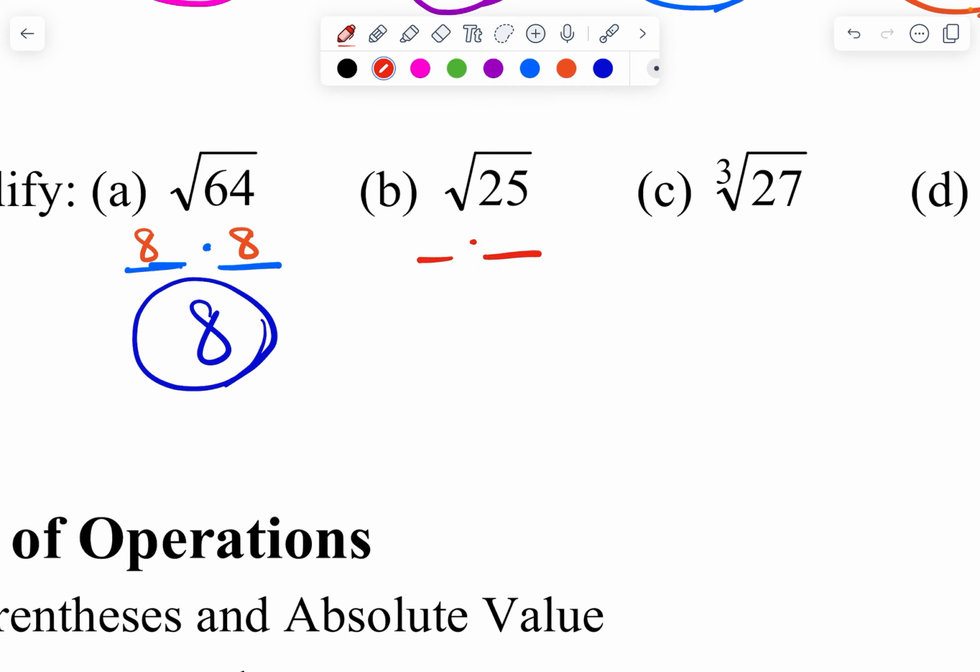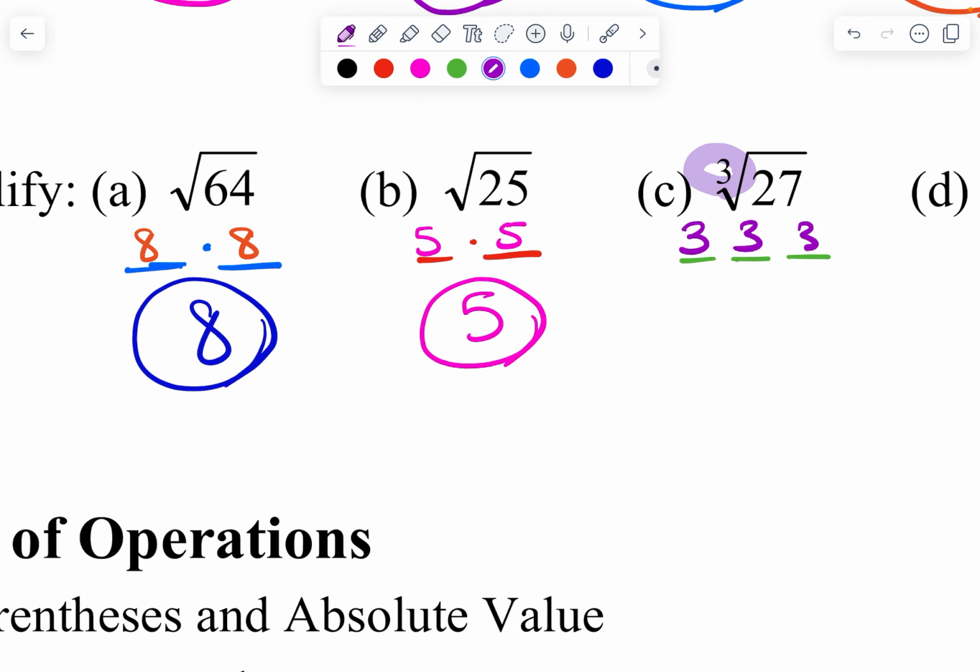Okay. Part B here, which is the square root of 25. So blank spot times blank spot has to equal 25. The only number that can fit on both of those is 5. So square root of 25 is 5. Part C, I have a cube root, which means I need 3 blank spots. And again, same number has to be on each one of them. So we're going to go 3 times 3 times 3. 3 times 3 is 9, and then 9 times 3 makes the 27. So that's going to be cube root of 27 is 3.